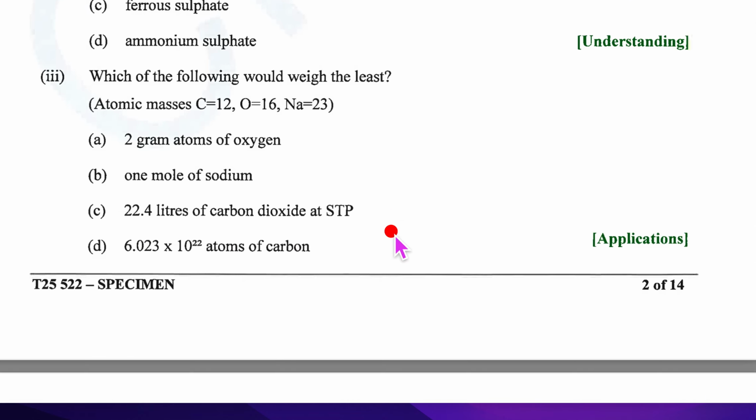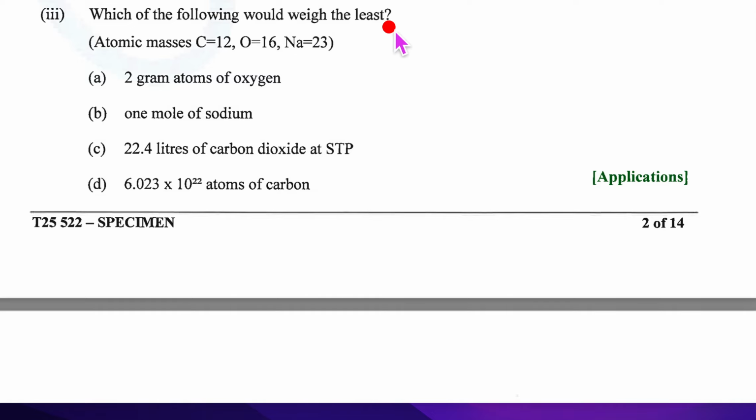That's your choice. Which of the following would weigh the least? 2 gram atoms of oxygen: now oxygen 1 gram atom is 16, so 2 gram atoms will be 32. 1 mole of sodium is going to be GAM, that is 23 gram. 22.4 liters of carbon dioxide at STP will be 44 grams, because that will be 1 mole. And this is 0.1 mole of carbon. 1 mole of carbon is 12, so 0.1 will be 1.2 gram, which is the least.